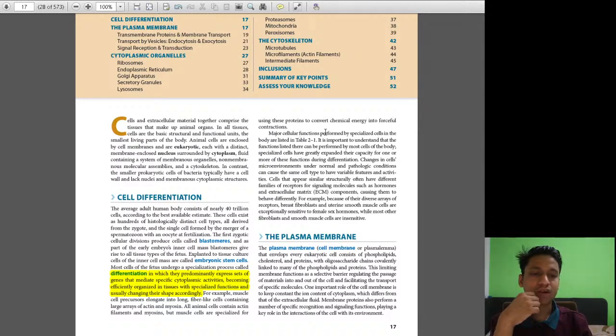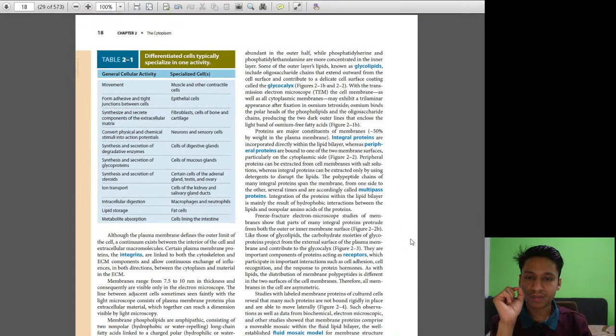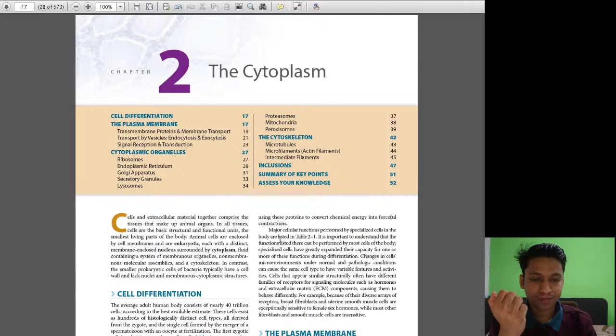Major cellular functions performed by specialized cells in the body are listed in table 2.1. We will also check table 2.1. Here is a general activity that a human does and which muscles and specialized cells lead those activities. We have this table here, and that's why they are differentiated for their specific role.